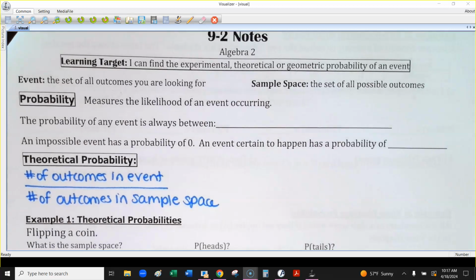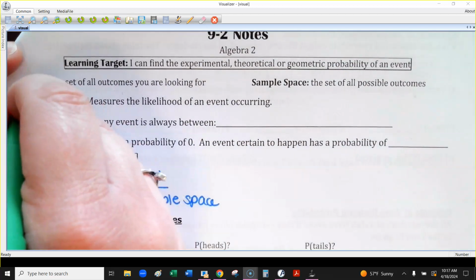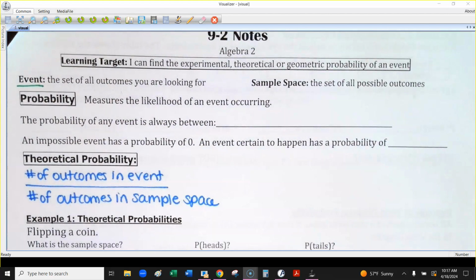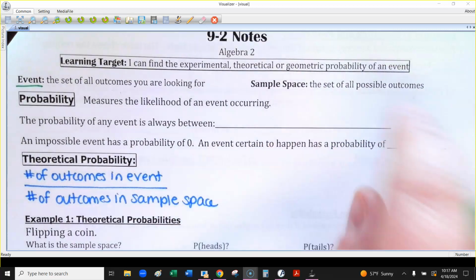Okay, now we're just going to have some little bits of vocabulary up here at the top. So, an event is the set of all outcomes that you are looking for. Like an event could be if I roll a dice, or if I spin a spinner, or if I draw a card, that's an event. Okay, the sample space would be all the possible things that could happen.